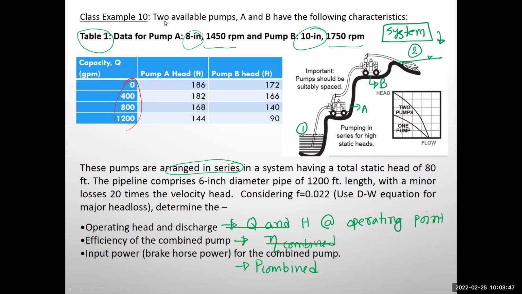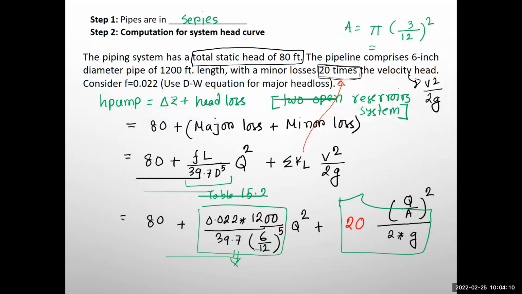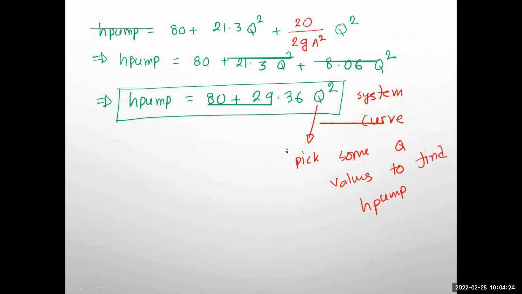Okay, so class example 10 was we had two pumps, pump A and pump B. For pump A, 8-inch diameter, 1450 rpm rotational speed. For pump B, it was 10-inch diameter, 1750 rpm. And we had this system, a two open reservoir system, with some information about major and minor losses. So what we did as our step one, at first we identified what type of connection we have here. It was in series. Then computation of the system head curve. So we added all the equations and everything for the head curve, and we found that one, 80 plus 29.36.